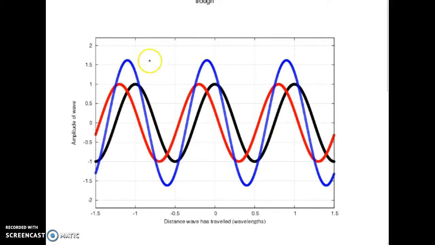The blue wave has an amplitude of 1.5. Another way you can find this is to go from top to bottom, that's 3 units, and cut it in half. In the middle, half of 3 is 1.5. 1.5 from top to center, and 1.5 from bottom to center.